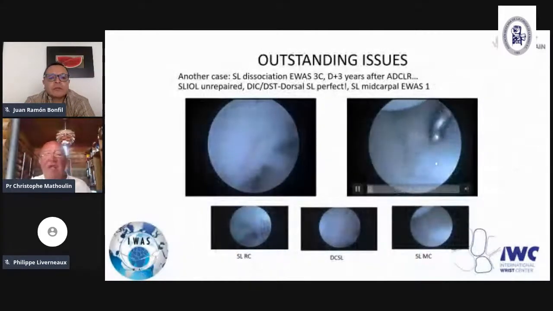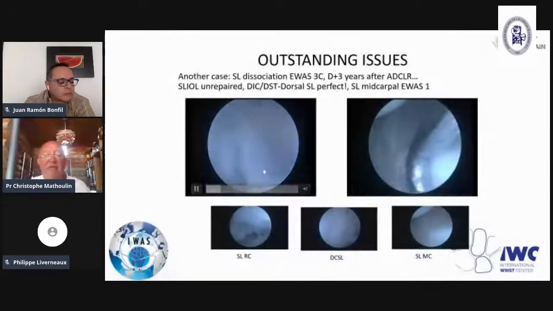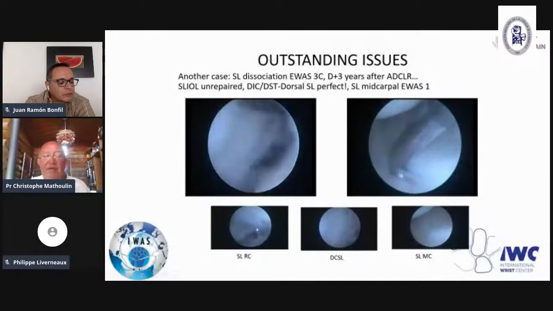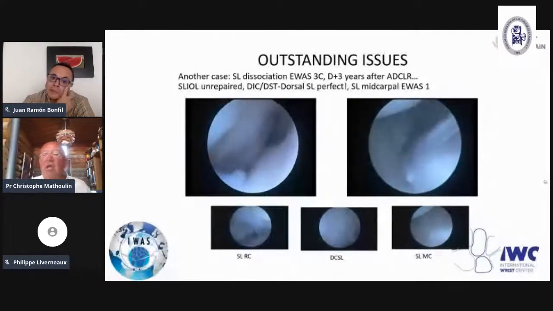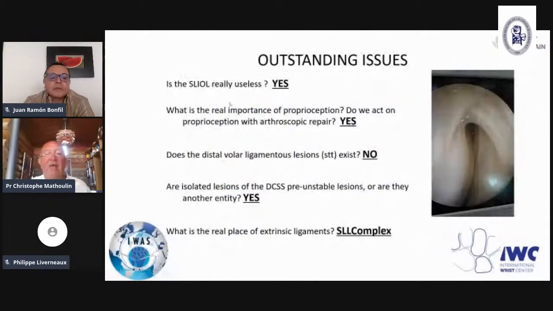This patient has been repaired by arthroscopic technique. It's impossible to pass, and you see that the interosseous ligament is destroyed too. So we are sure now that the interosseous ligament, it means the proximal part of the scapholunate ligament, is useless. We have a dorsal and a volar one, it's sufficient. The proprioception is very important. The distal volar ligament, ligamentous lesion STT, exists? Of course not. I can promise that it's not true.